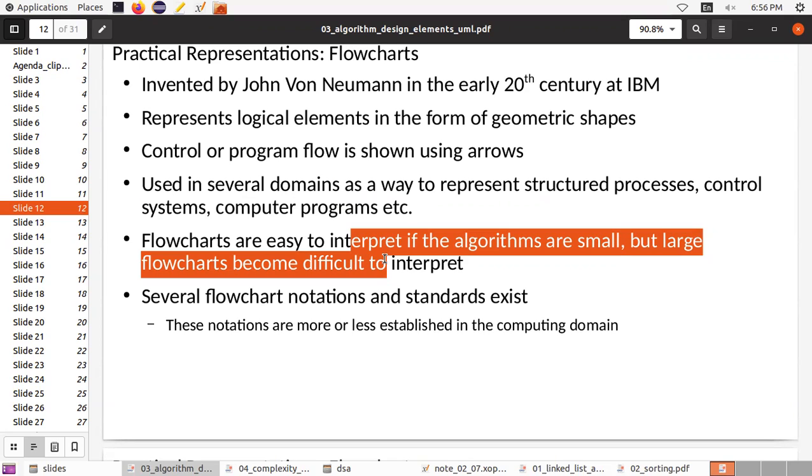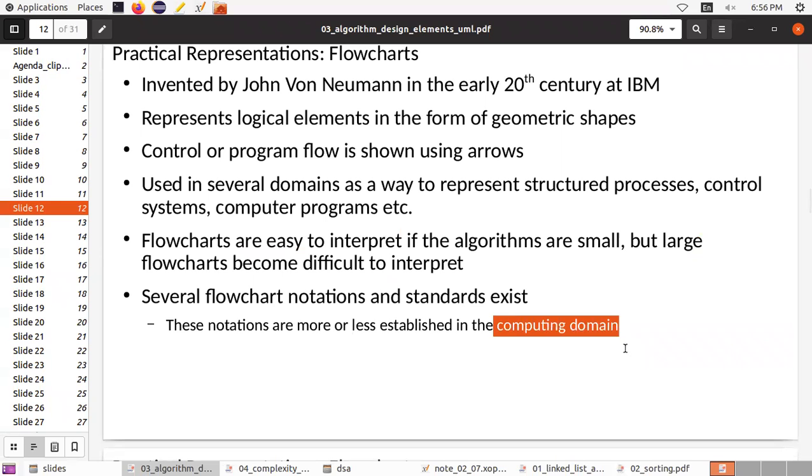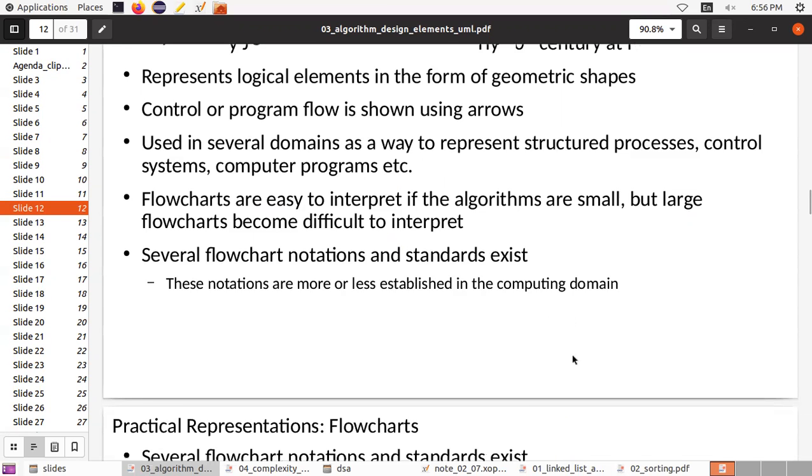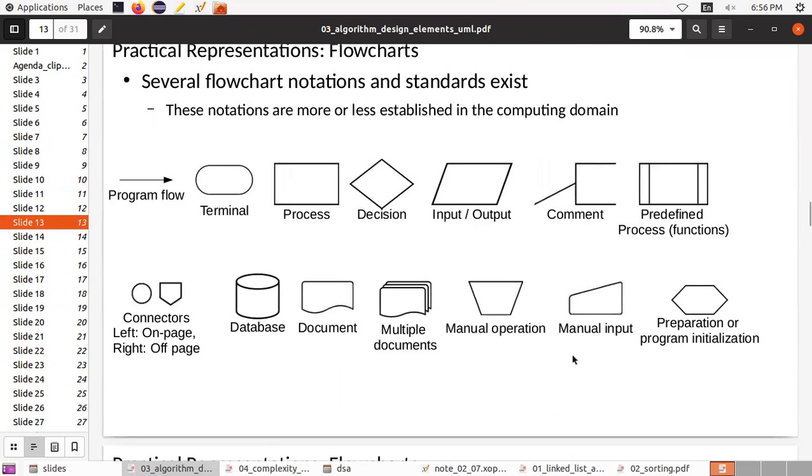Okay. Now there are several flowchart standards and notations, but there's nothing universally adopted. There are no rules or regulations that are universally adopted. In the computing domain, certain conventions are accepted. Now, what are some of these conventions? Again, people don't always follow them. There are individuals who will choose not to do it like this.